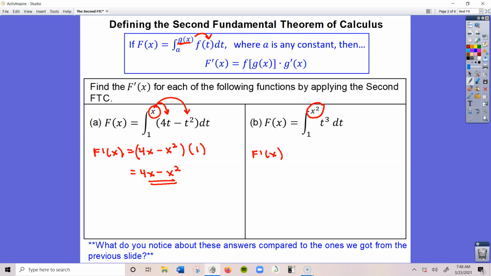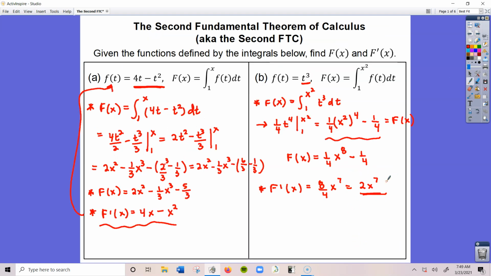We're going to take this and plug it in for t. So that would be x squared to the third, and now I multiply that with the derivative of that limit of integration, which is 2x. When I multiply this together, x squared to the third is x to the 6th times 2x. This gives me 2x to the 7th, which is exactly what we got here when we took the derivative by hand. So what the second fundamental theorem does is it basically gives us a shortcut in terms of finding the derivative of an integral if the integral has some kind of function as one of those limits of integration.